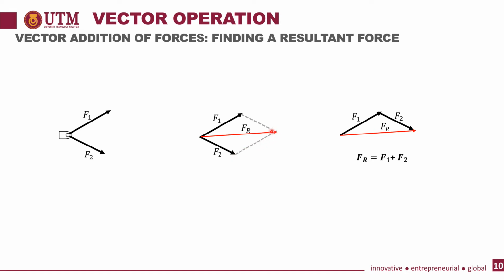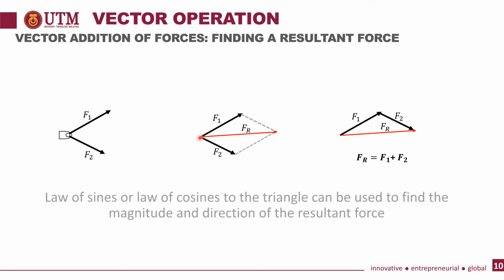Alright, and at the intersection you need to construct an additional vector here, which is the resultant force. The resultant force is actually the cumulative force, that is the output from your addition or your subtraction or any other vector operation. In order to find the resultant force, you can use the law of sines or law of cosines on the triangle to find the magnitude and direction of the resultant force.